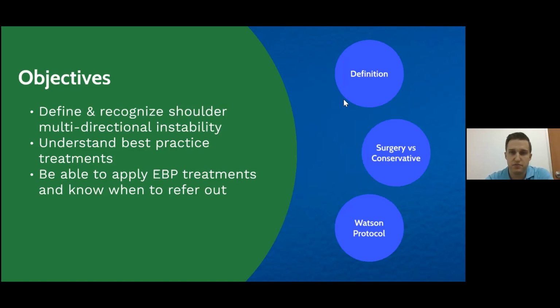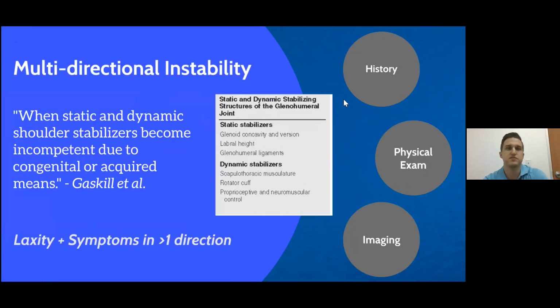So first, we want to be able to define what is multi-directional instability of the shoulder. So I took this quote from Gaskell et al. talking about multi-directional instability of the shoulder, and I thought they summarized it really well. They said, when static and dynamic shoulder stabilizers become incompetent due to congenital or acquired means. Now, so I can look at a lot of different things.